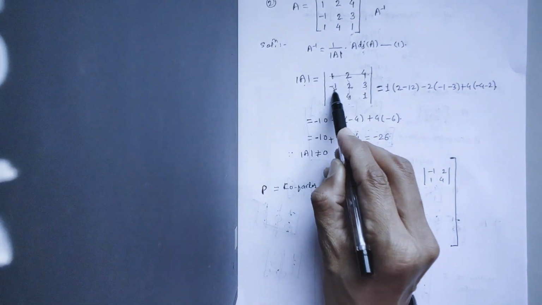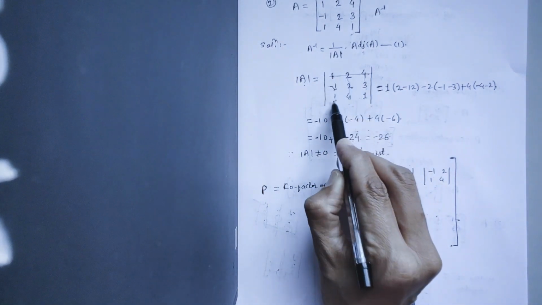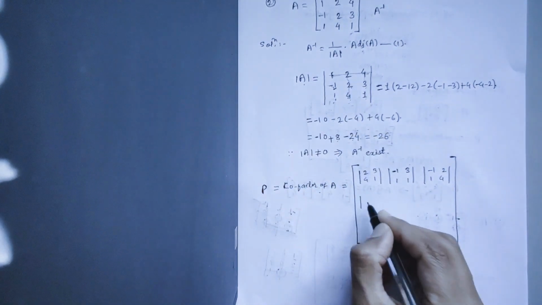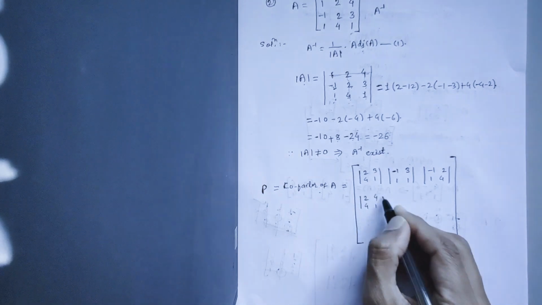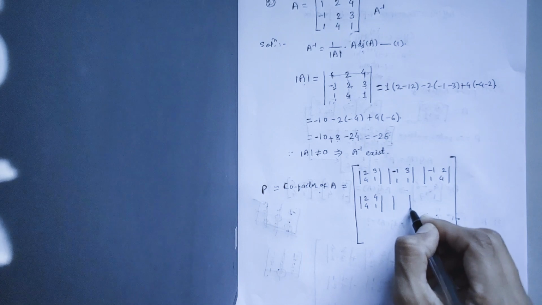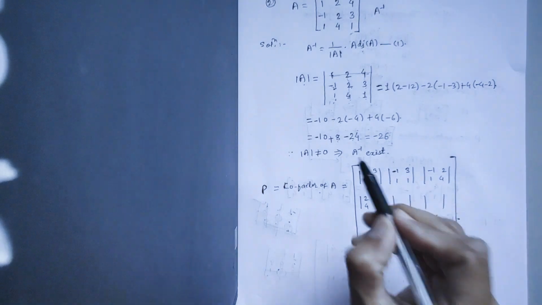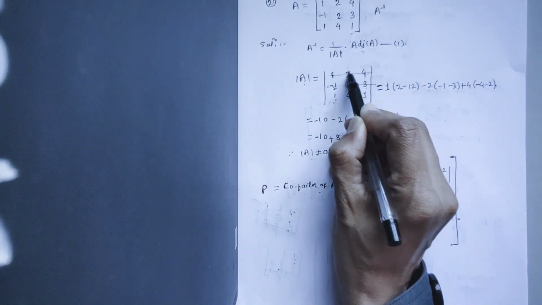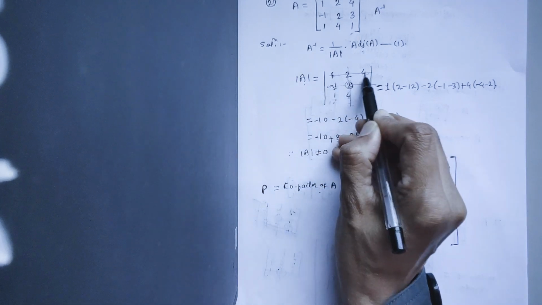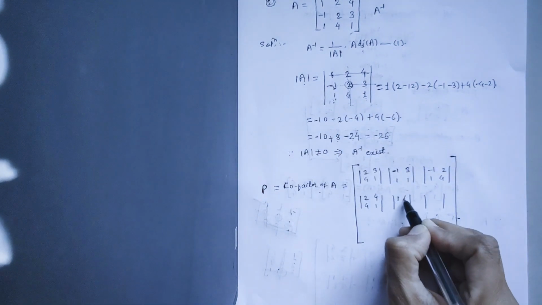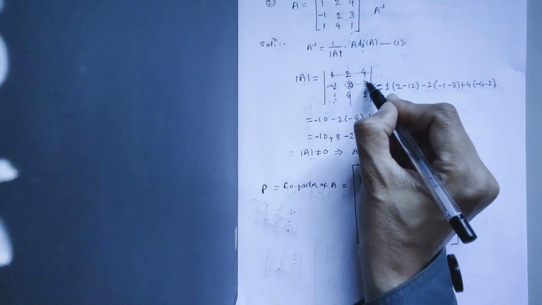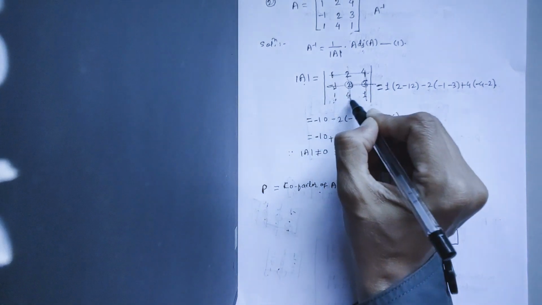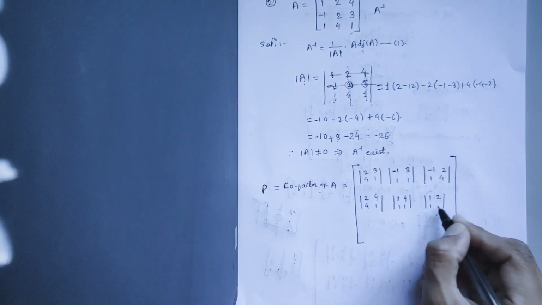Now minus, for the cofactor of minus 1, eliminate the second row and first column, so 2, 4, 4, 1. Now for the next element, eliminate the second row and second column, so the remaining is 1, 4, 1, 1. Now for this one, eliminate the third column and second row, so 1, 2, 1, 4.